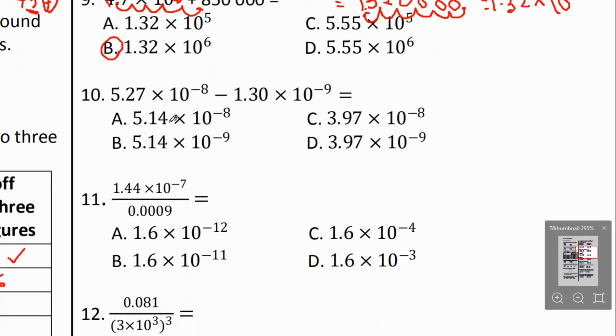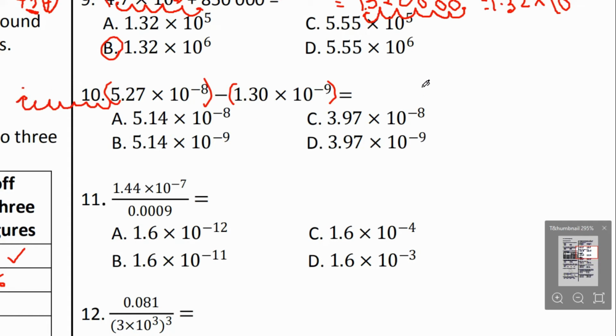Number 10, 5.27 times 10 to the power of negative 8 minus 1.30 times 10 to the power of negative 9. Okay, so if you can press your calculator in this form, then you can just press in straight away. But if you can't press the power, then you have to change it to a normal number. So let's say this one, this is negative 8. So we have to move the decimal to the front 8 times. 1, 2, 3, 4, 5, 6, 7, 8.